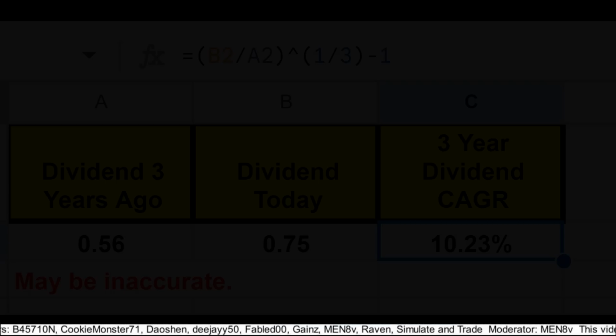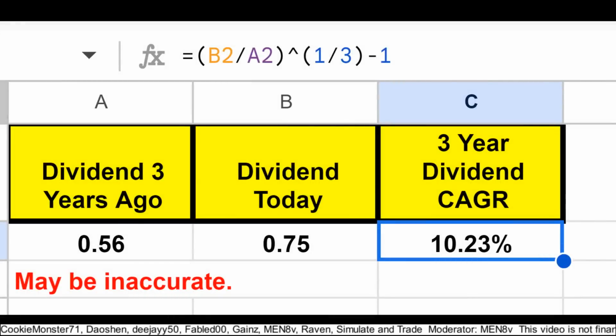So putting those into a spreadsheet, 0.75 divided by 0.56, and all that to the power of 1 over 3, and then all that minus 1. The 3 stands for 3 years. If you wanted to calculate an 8-year dividend CAGR, then you'd look up what their payout was 8 years ago and plug that in, and then do it to the power of 1 over 8.